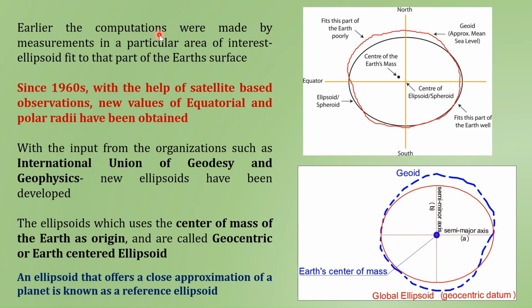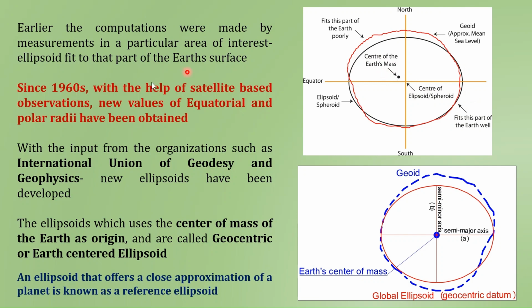Earlier, the computation of the equatorial and the polar radii was made by measurements in a particular area of interest, and the ellipsoid which was created fit that part of the earth's surface. As we can see in this image, the red one represents the earth's surface, while the black one represents the ellipsoid or spheroid created. So if the measurements were done from this particular part, the ellipsoid which was created fits this part of the earth well, while in the other part it fits very poorly. In this case, the center of the ellipsoid is at a different point in comparison to the center of the earth's mass.